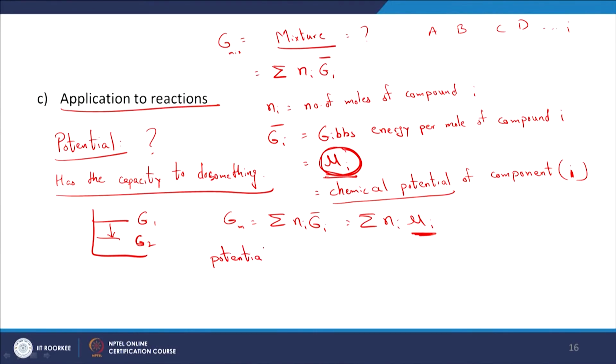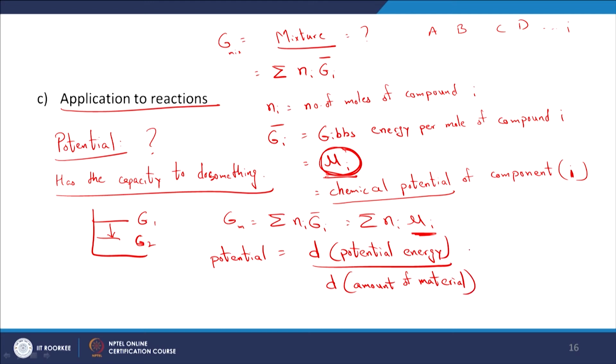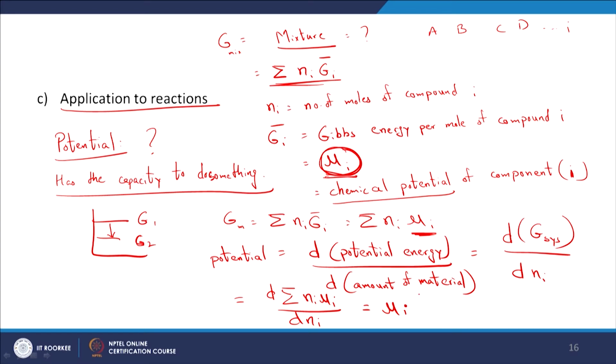So, again, a minor aspect that we are going to look at. In general, we can say potential is equal to, and what is this equal to, dG of the system or mixture by dNi. That would be equal to, as we just looked at, the derivative of the summation of Ni mu i by dNi, and that obviously is equal to mu i. So, that is what we are trying to look at.